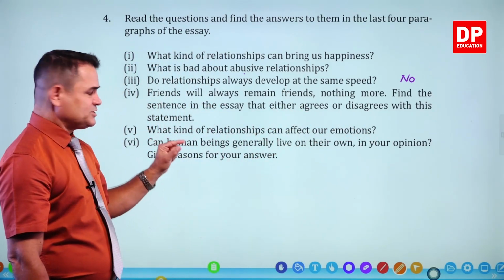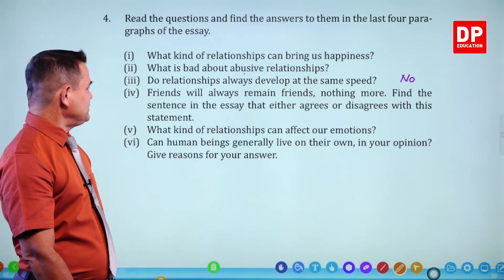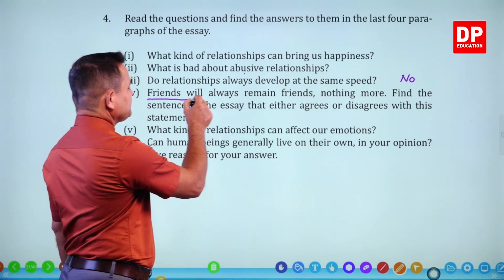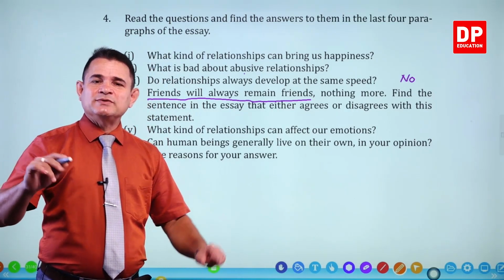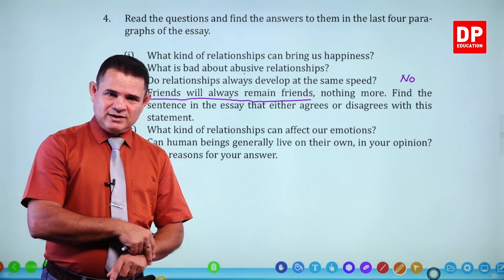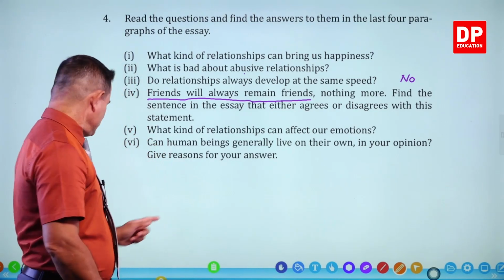With this statement, make කියමන. What is the statement? Friends will always remain friends. මිතුරු හැමදාම මිතුරු වෙනස් වෙන්නේ නැහැ. ඒක එකඟ වෙන හෝ නොවන වාක්‍ය you have to find from the text.